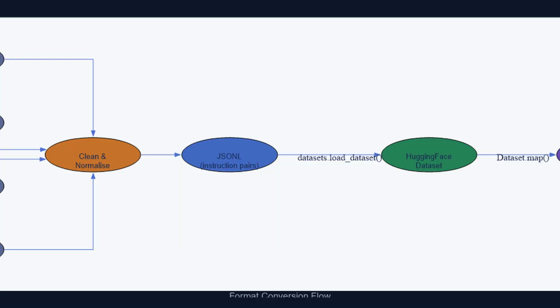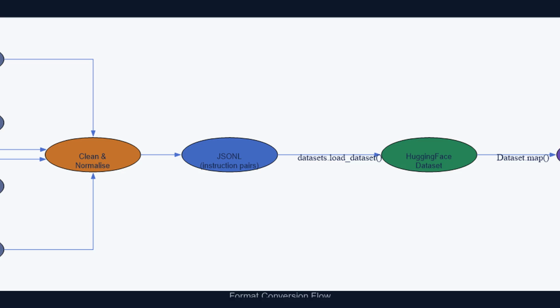This diagram shows the full data preparation pipeline from raw sources to a running trainer. Raw data arrives from multiple directions: PDFs, web scraping, SQL or CSV exports, manual annotations. All of it flows through a cleaning and normalization step first. That central hub is non-negotiable. Inconsistent formatting, encoding errors, and duplicate entries all get resolved here before the data takes any final shape.